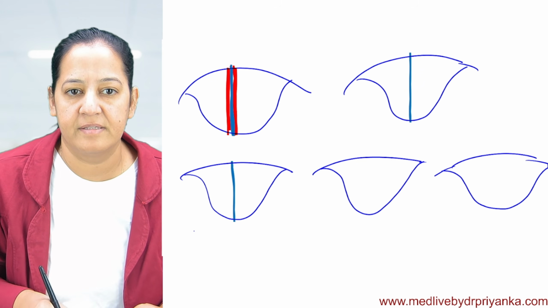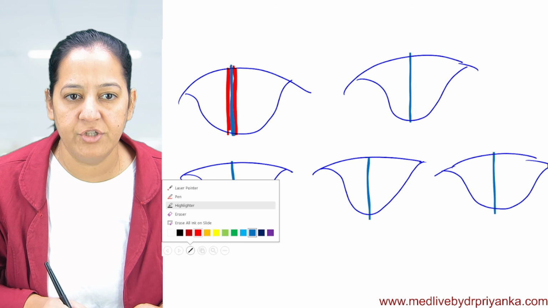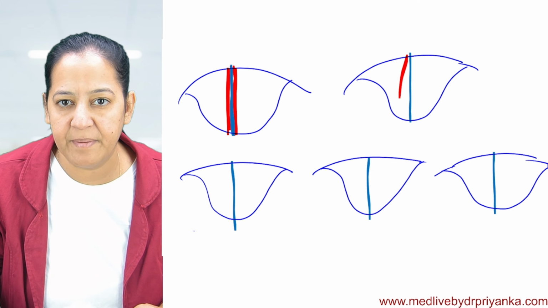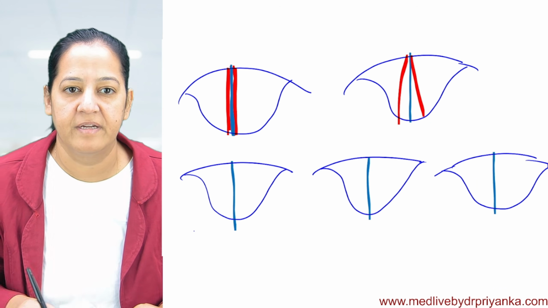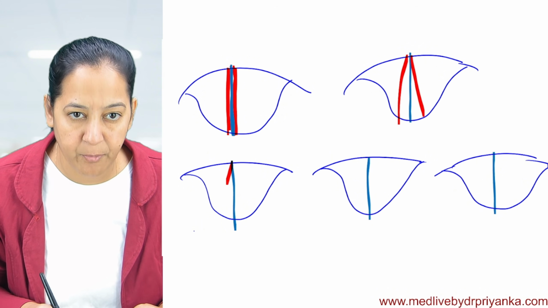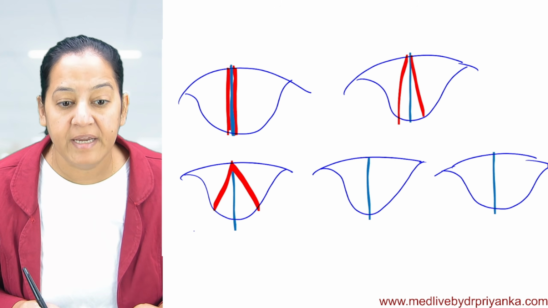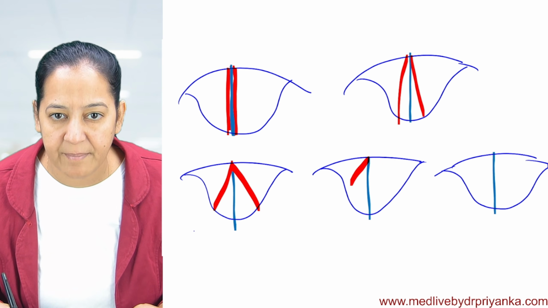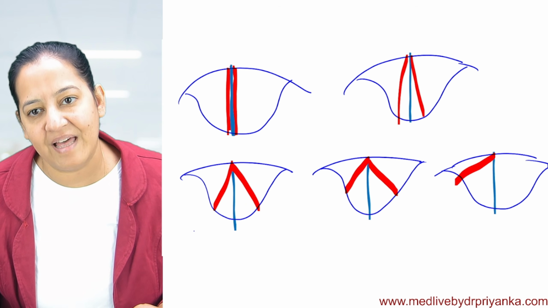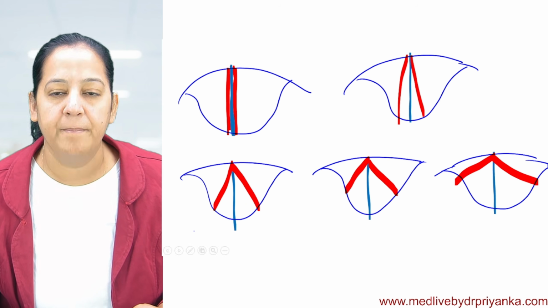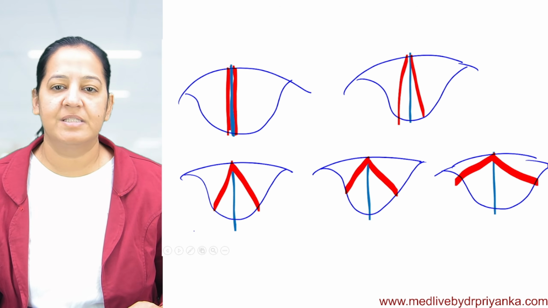This is the midline. This is the midline. If the two vocal cords, each of them is 1.5 millimeter away from the midline, so total 3 millimeter, this is paramedian. If each of them is 3.5 millimeter away, total 7 millimeter, it's cadaveric. If each of them is 7 millimeter away, it's partial abduction. If each of them is 9.5 millimeter away, it's full abduction.